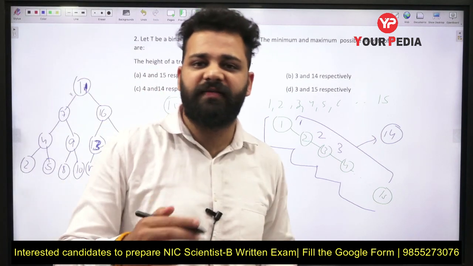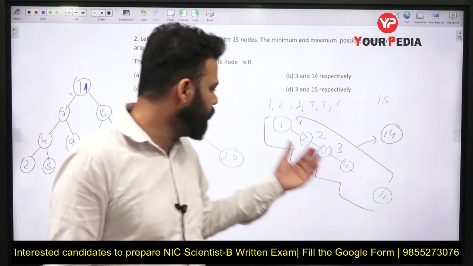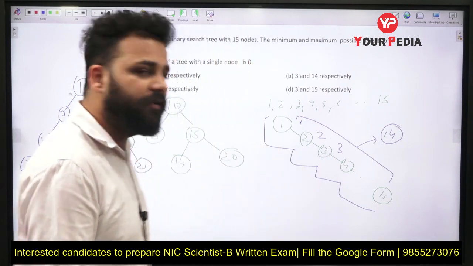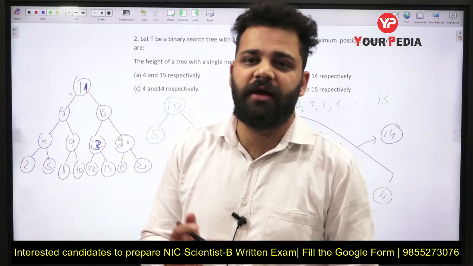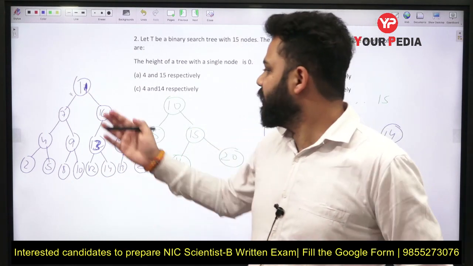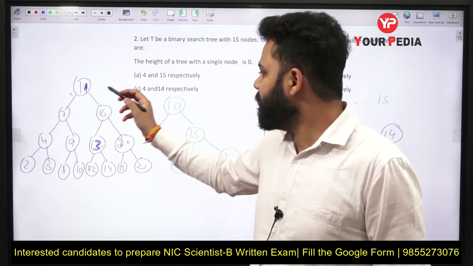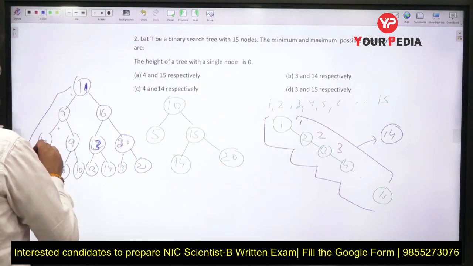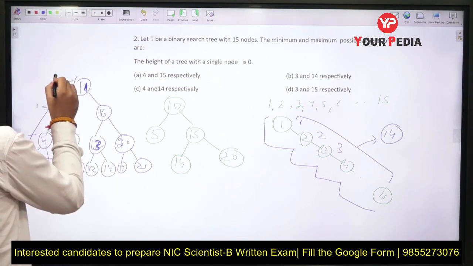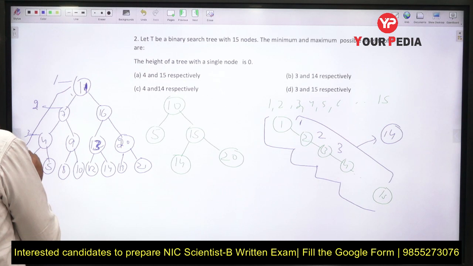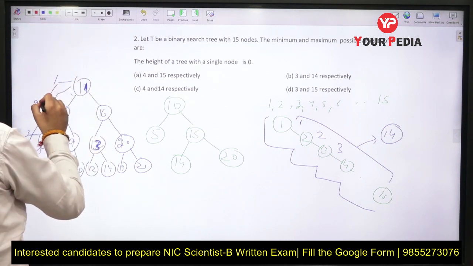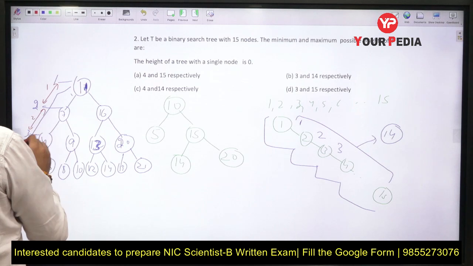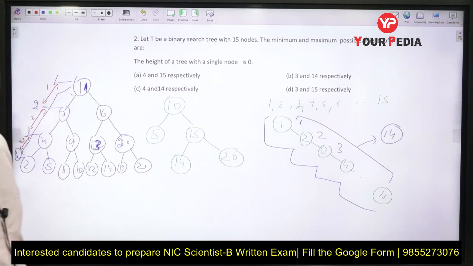So if you want to get the maximum height, you need to divide it unevenly, or you can say you go to one side only. If you want to get the minimum height, all the nodes will be used efficiently, and then the height will be minimum. This is the first level, second level, third level, and fourth level, and the height for these levels is 1, 2 and 3. So the minimum height is 3 and the maximum height is 14.